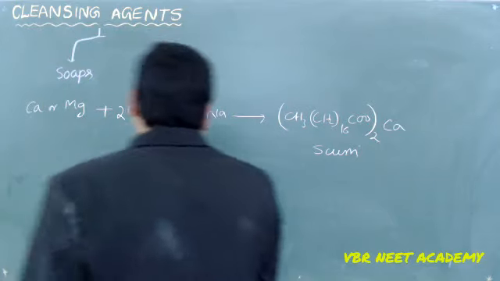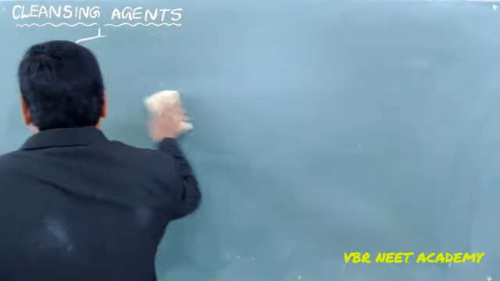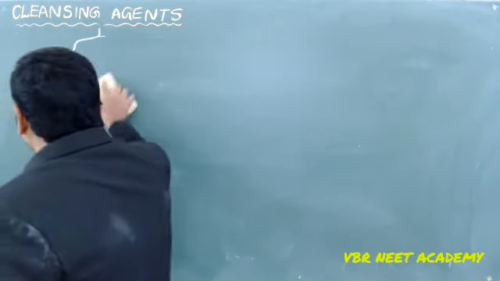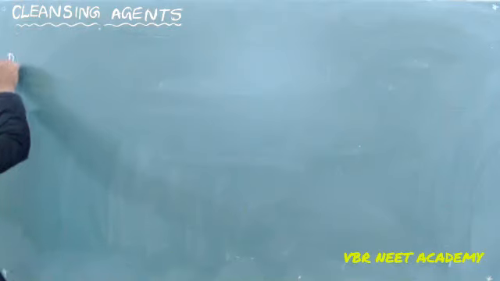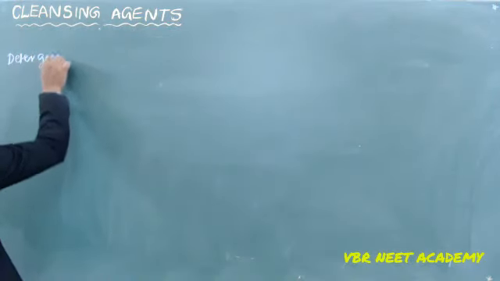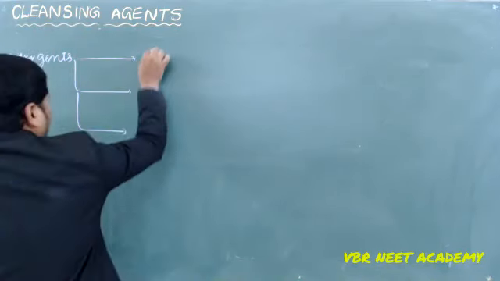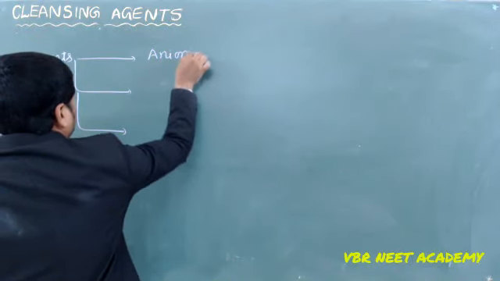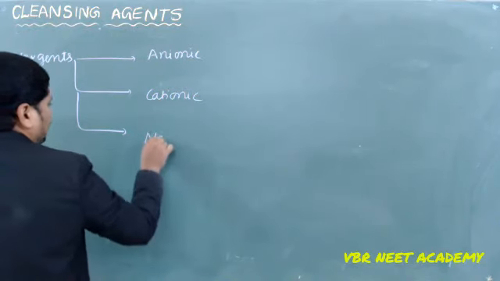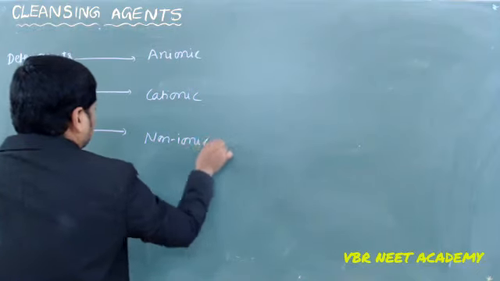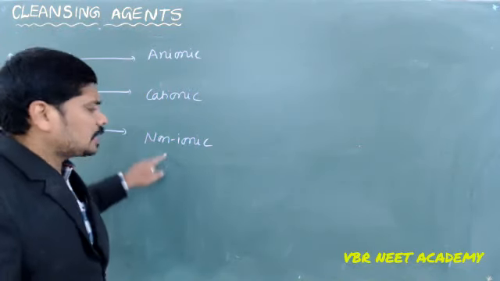If you go for detergents, detergents are also called synthetic detergents or soapless detergents. These detergents are of three types: anionic detergents, cationic detergents, and non-ionic detergents. The detergents can be classified into these three types.